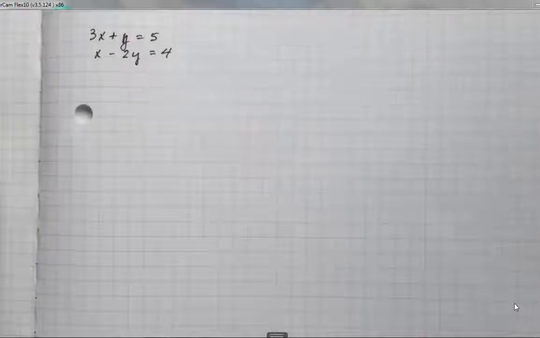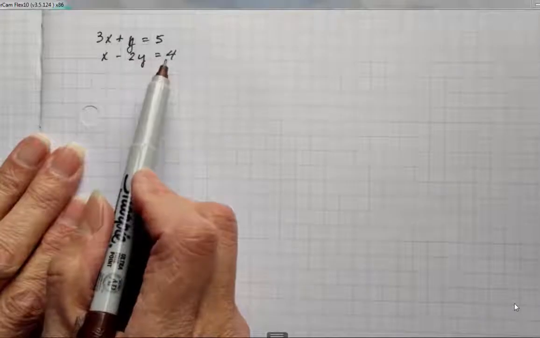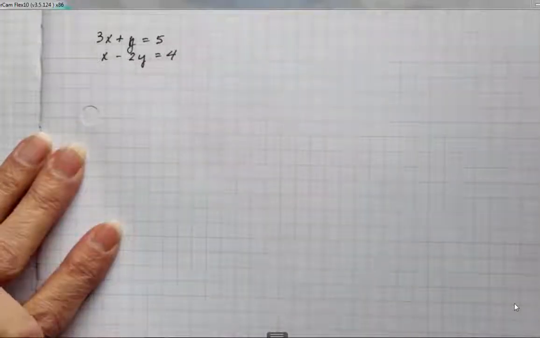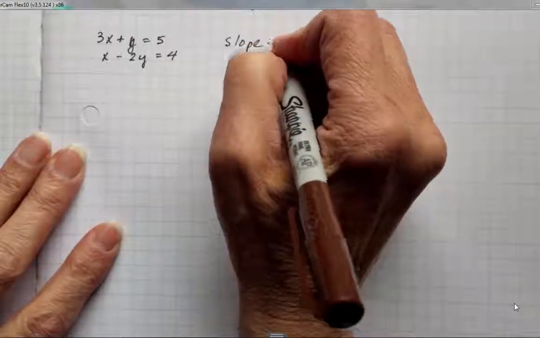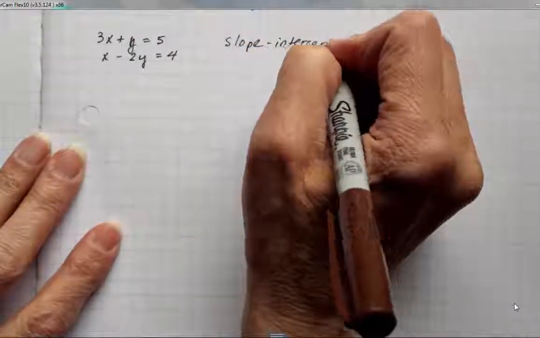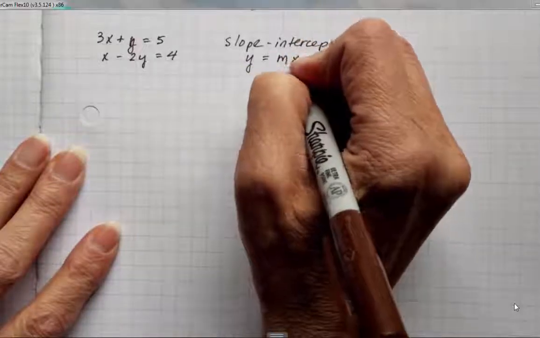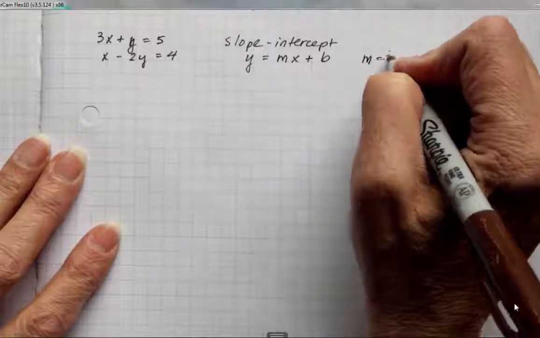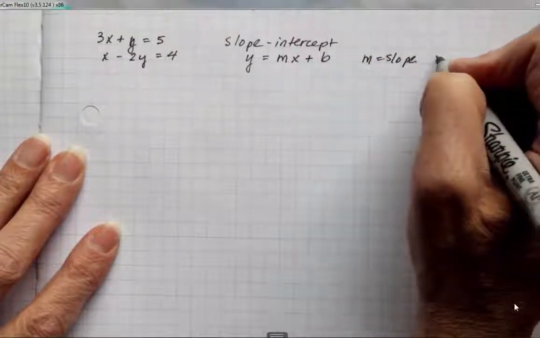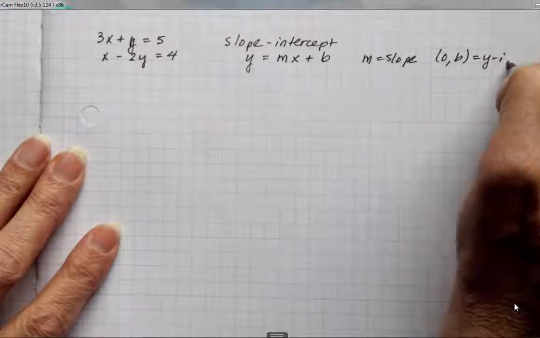We're going to solve a system of equations by graphing. We have two lines here, and we're going to rewrite them in slope-intercept form. So remember, slope-intercept form means that we're going to get y by itself, and then we're going to have it equal to mx plus b, where m is my slope and b is my y-intercept.